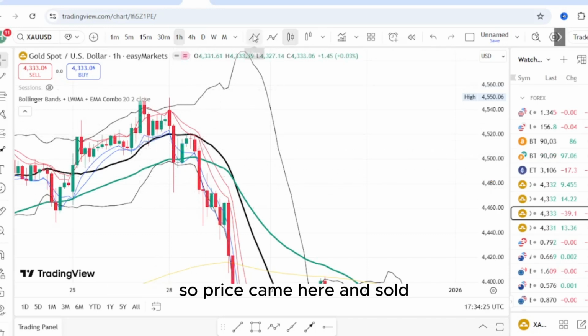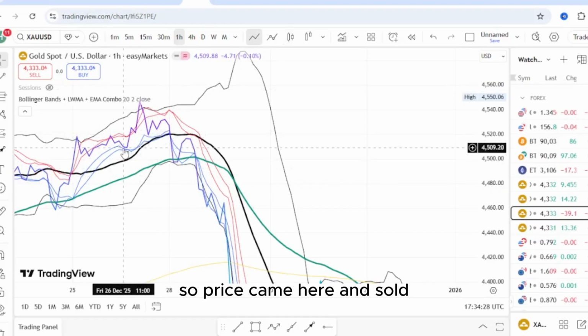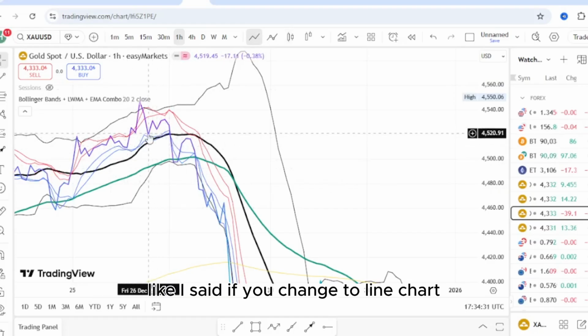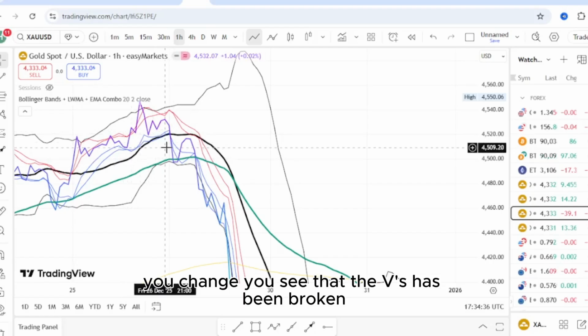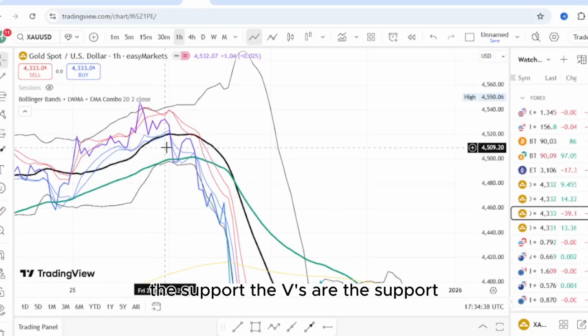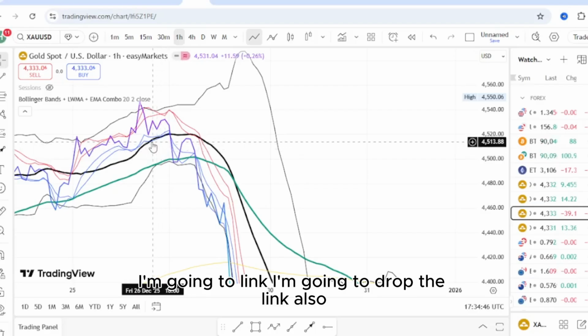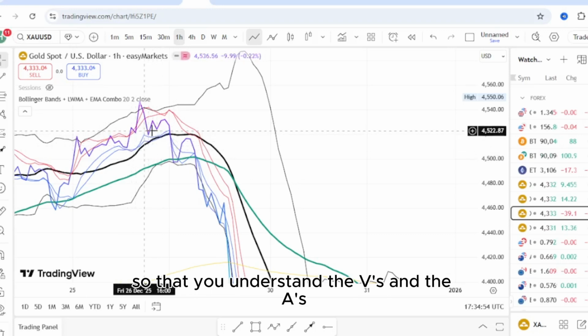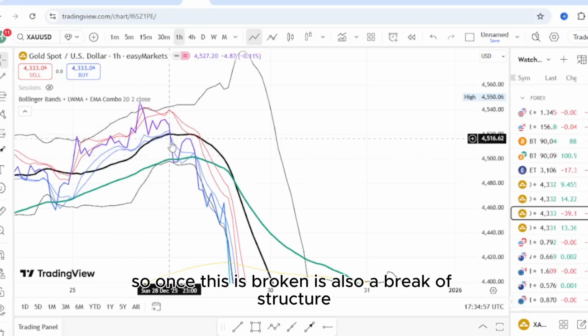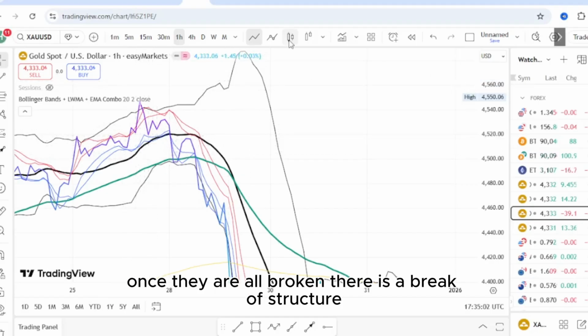Like I said, if you change to line chart, you see your break of structures. You see that the V's have been broken. The V's are the support. If you don't understand the line chart, I have a previous video also. I'm going to drop the link, so you can click it and go and watch, so that you understand the V's and the A's. Once they are all broken, there's a break of structure. So that one candle that broke them showed that the direction was actually going to change.